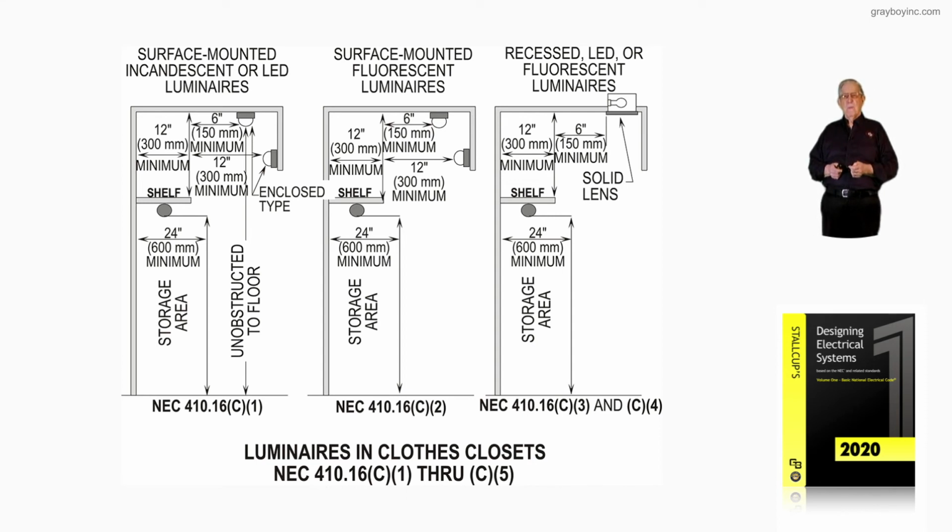Now, to the right, and the final illustration, NEC 410.16 C3 and C4. And here we're talking about recessed now. Recessed LED or fluorescent lights. As you see, they're recessed, and it's just a 6-inch rule with a solid lens. And you notice the shelving is 12 inches. We have our measurements there, vertically and horizontally. And then we have the 24-inch measurement there for the rod.